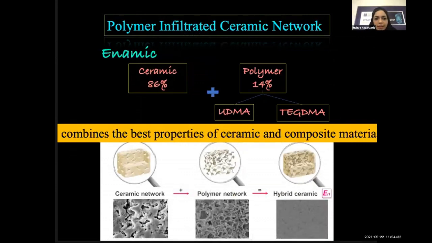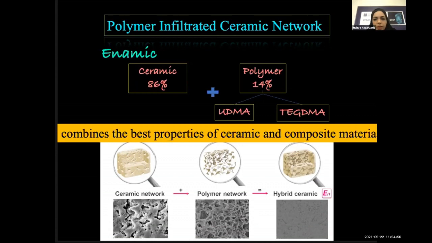And the next group of the ceramics we are going to discuss is the polymer infiltrated ceramic network in the family of hybrid ceramics. In 2030, the product Enamic from Vita was introduced for dental restoration. Let's first talk about the composition of the material.